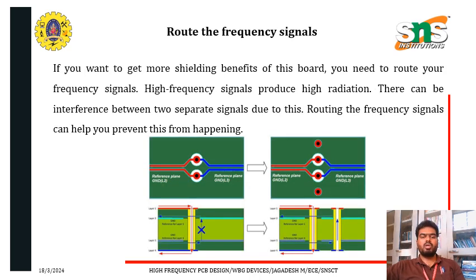If you want to get more shielding benefits from this board, you need to route your high frequency signals carefully. A high frequency signal can produce high radiation. There can be interference between two separate signals due to this. Routing the high frequency signal carefully can help you prevent this from happening.